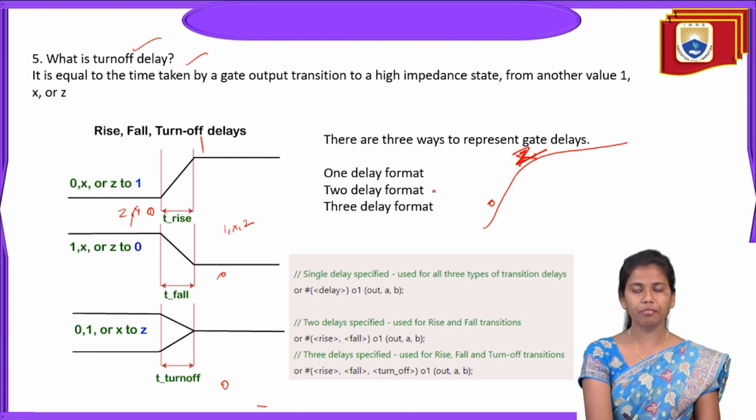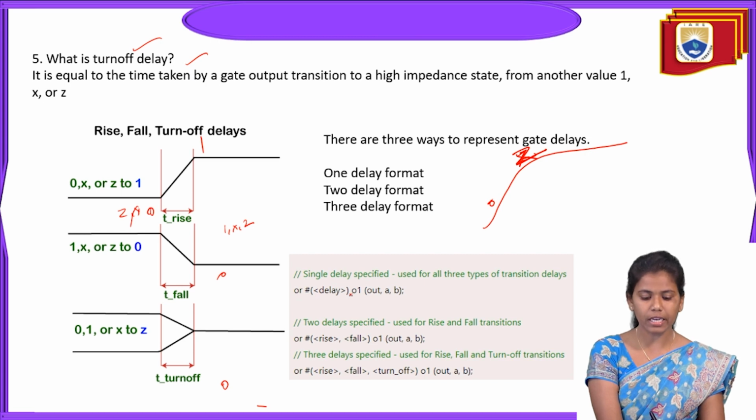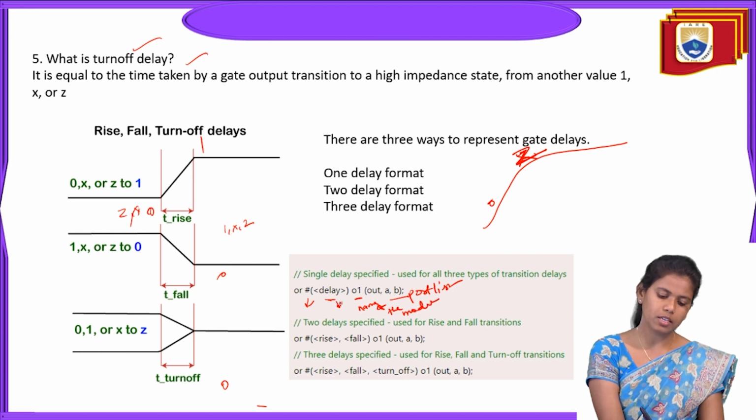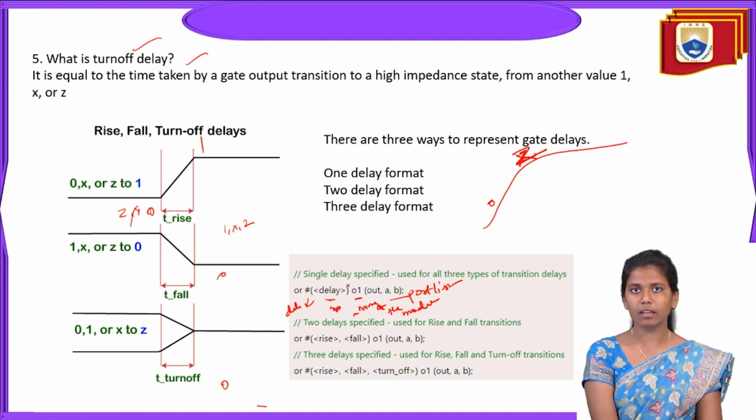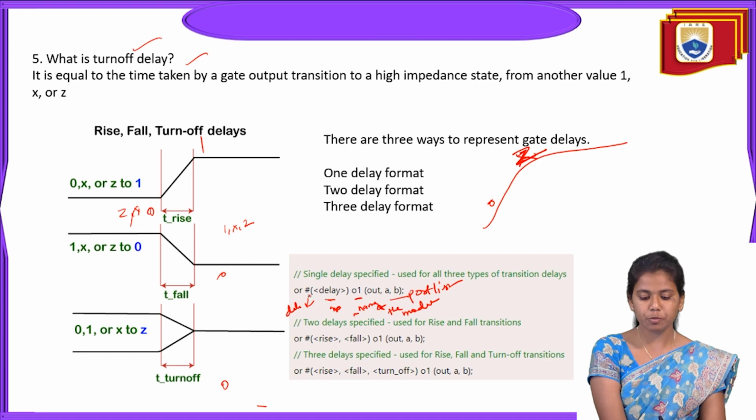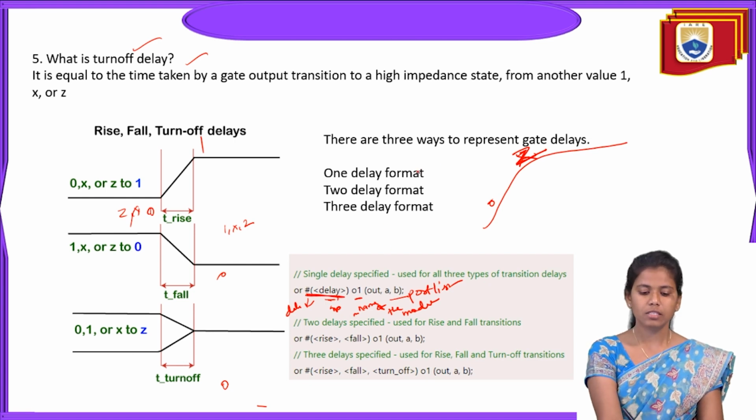If you are going for the one delay format, in the coding part, if you write the delay with only one delay, we represent it with the hash. If the delay is specified only once, this is the module name, this is the port list, and this is the delay number, representing a delay. So it is a single delay specified. Why do we say a single delay is specified? Because here we have displayed only one delay. So it is named the one delay format.